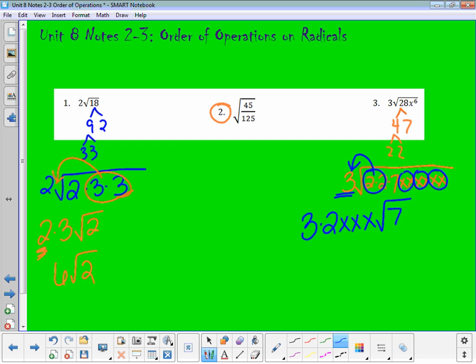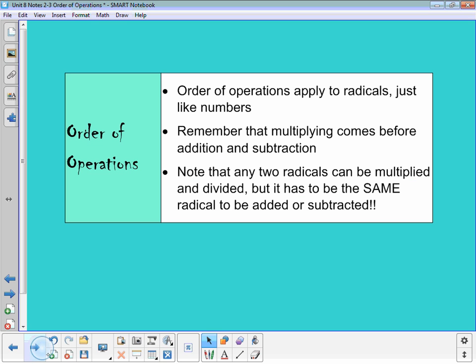3 times 2 is 6. x times x times x is x cubed. And then we have the square root of 7. Okay, so that was just a little bit of review. Make sure you do number 2 on your own.